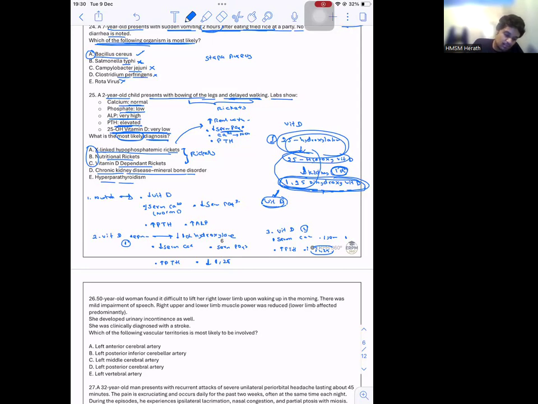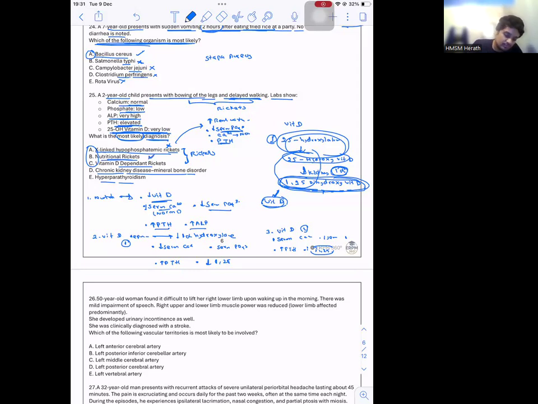In X-linked hypophosphatemic rickets, the PTH level is usually normal, as I mentioned, right? So PTH elevation is not common. Therefore, it can't be this one. Nutritional rickets, yes, it can be true. Vitamin D level is very low. Calcium is low, phosphate is low, PTH is high, and ALP is high. So therefore, it can be nutritional rickets.